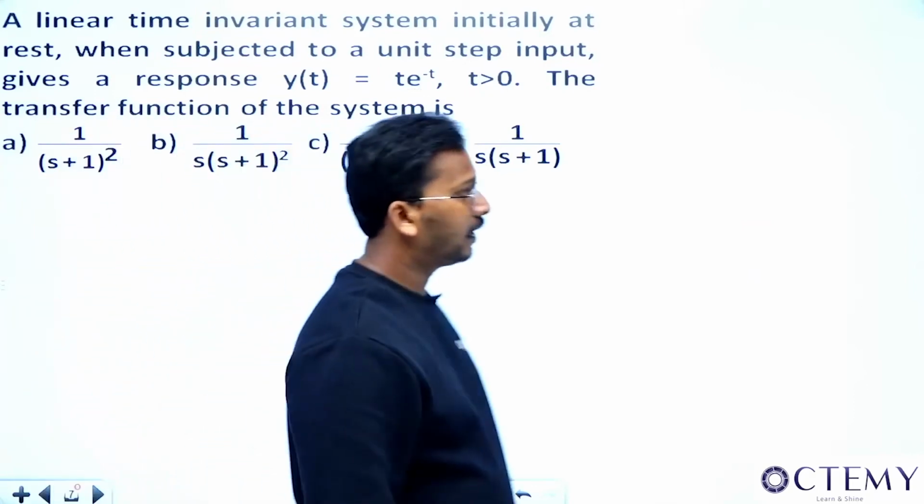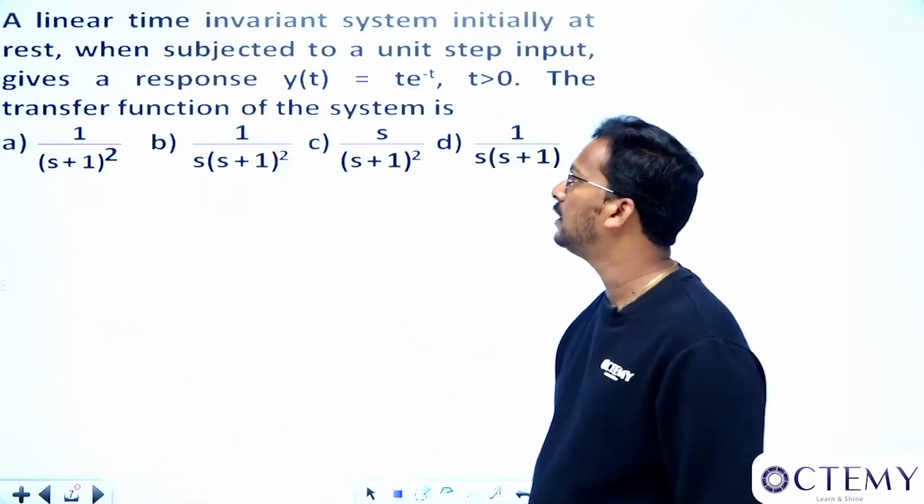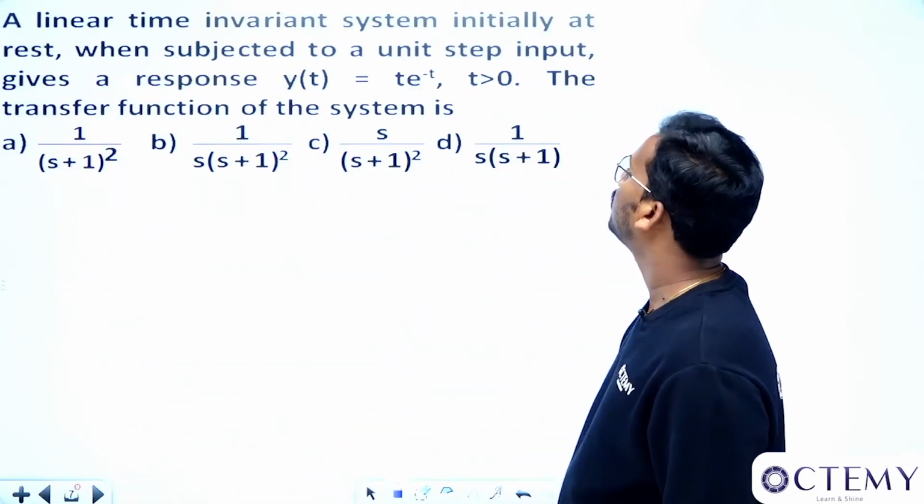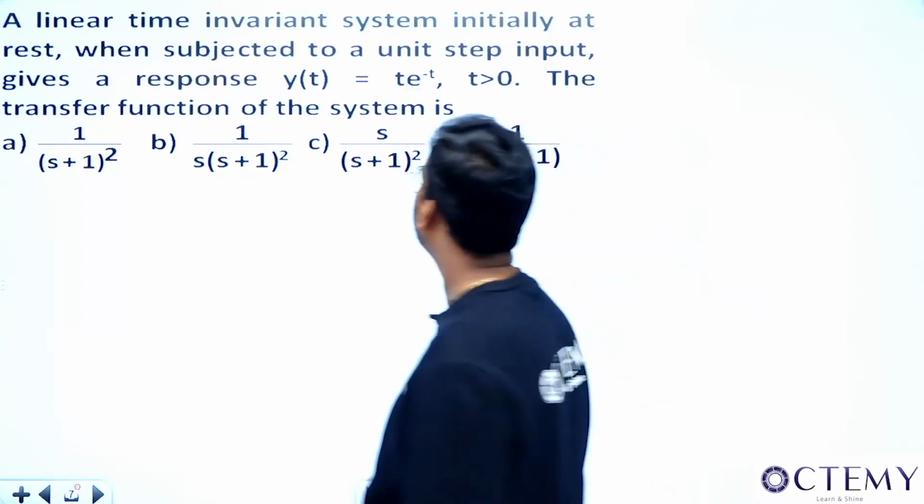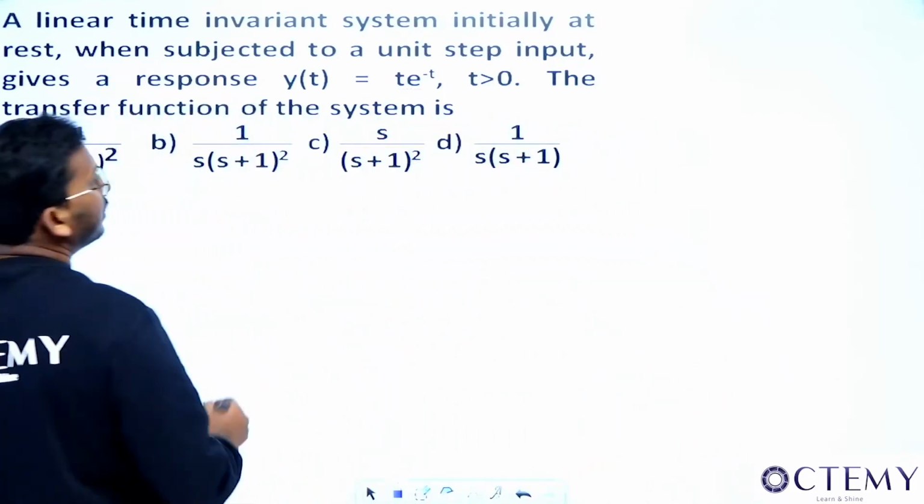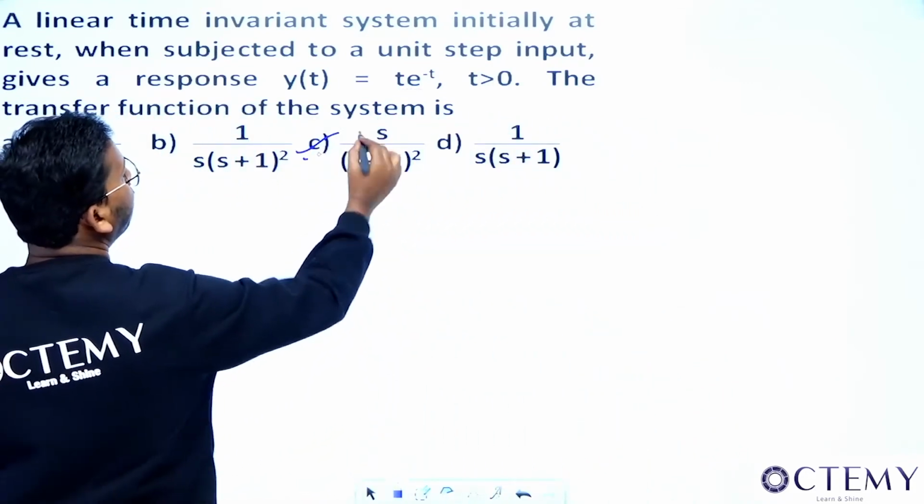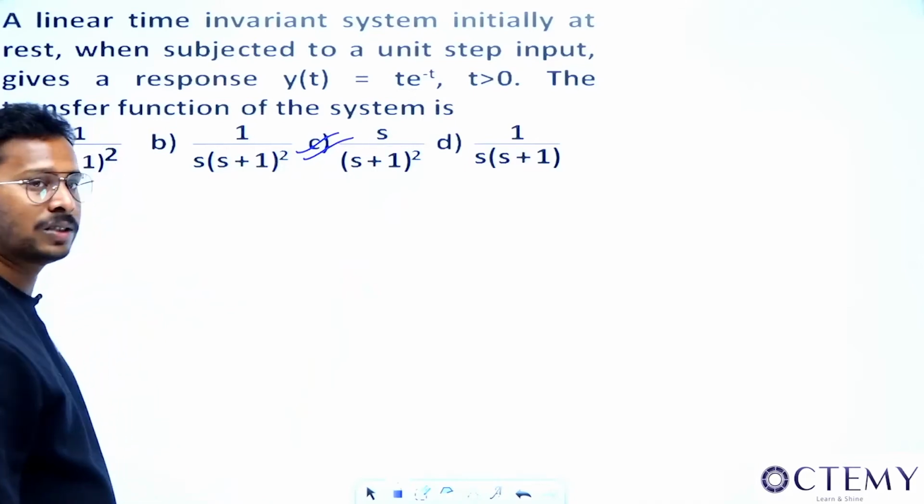Next, let us look at the next question. See what it is telling in the next question. He says that a linear time invariant system initially at rest, when subjected to unit step input, gives a response of this. Then the transfer function. A simple question again. I think we already did this. This will be c by 1 plus s. This is a repeated question.